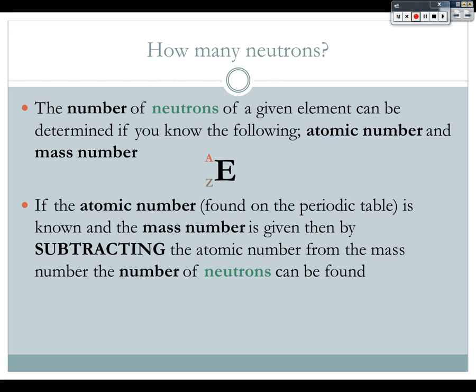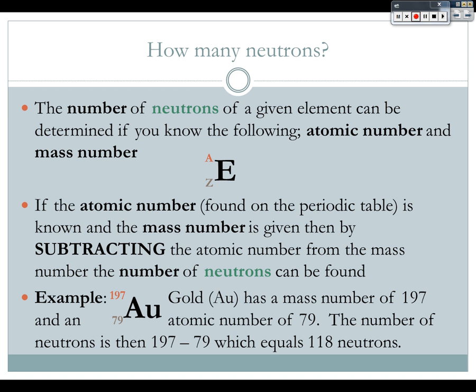If you have the mass number, you can subtract the atomic number from the mass number and get the number of neutrons. So for example, gold, given a mass number of 197 and an atomic number of 79, if you subtract 79 from 197, you get 118. That means that gold has 118 neutrons. So you always have to have both the mass number and the atomic number in order to find the number of neutrons. So you subtract the number of protons from the number of protons and neutrons, giving you then the number of neutrons.